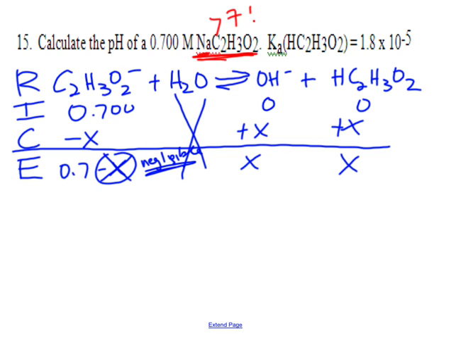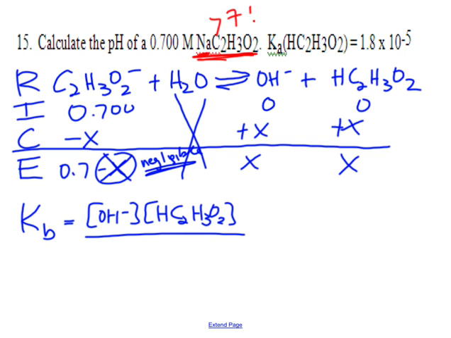There's something important here, so I need you to write your expression. Looking at your reaction, what expression are we going to write? Look at the reaction. What equals? K what? Kb is equal to OH minus. Why did you choose Kb? Because we're making OH in solution.